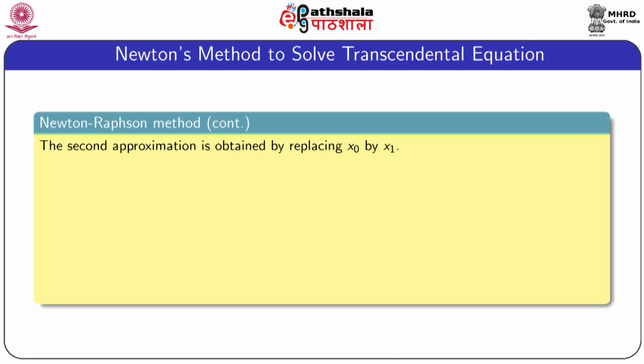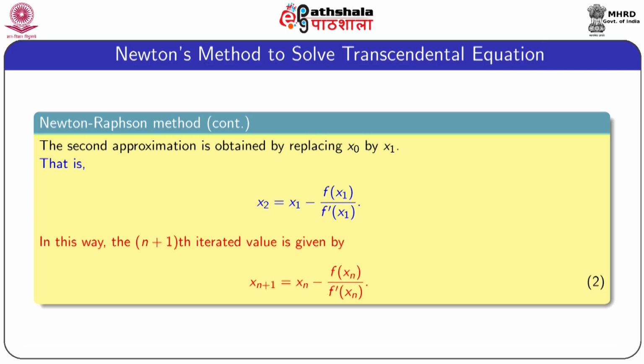Now, the second approximate root is obtained by replacing x0 by x1 in the first equation. That means x2 = x1 - f(x1)/f'(x1). This is the second approximate root, and in general the (n+1)th iterated value or approximate root of the equation is given by x(n+1) = xn - f(xn)/f'(xn). So, this is the final expression to find the root of the equation f(x) = 0 by the Newton-Raphson method.